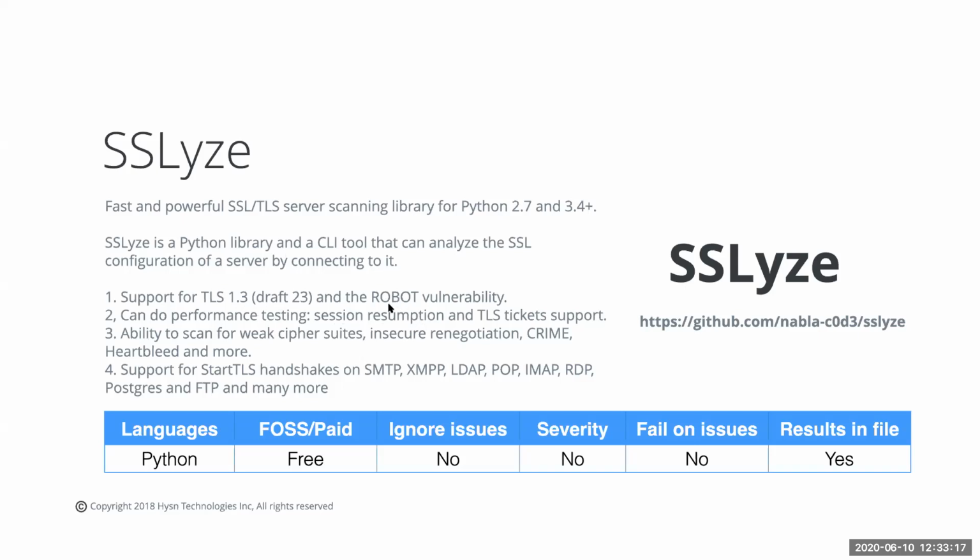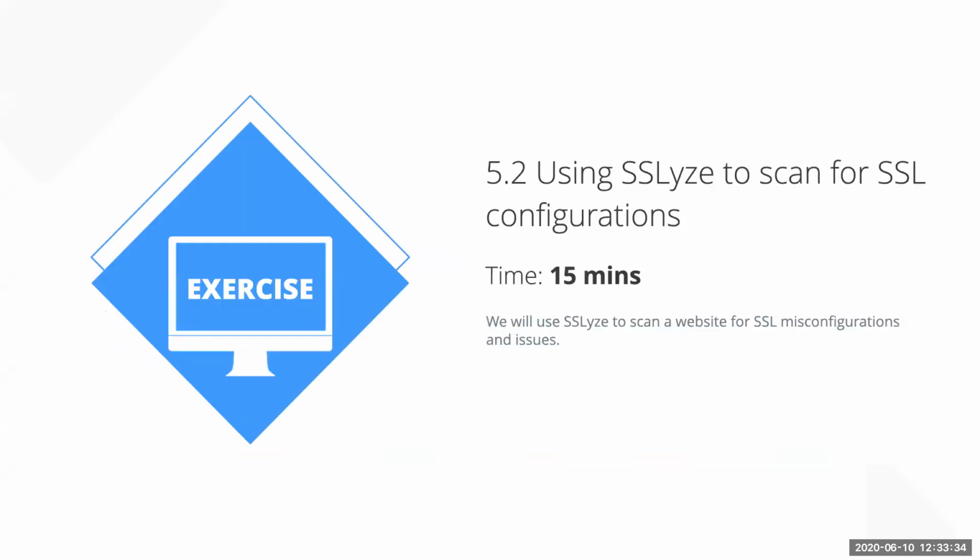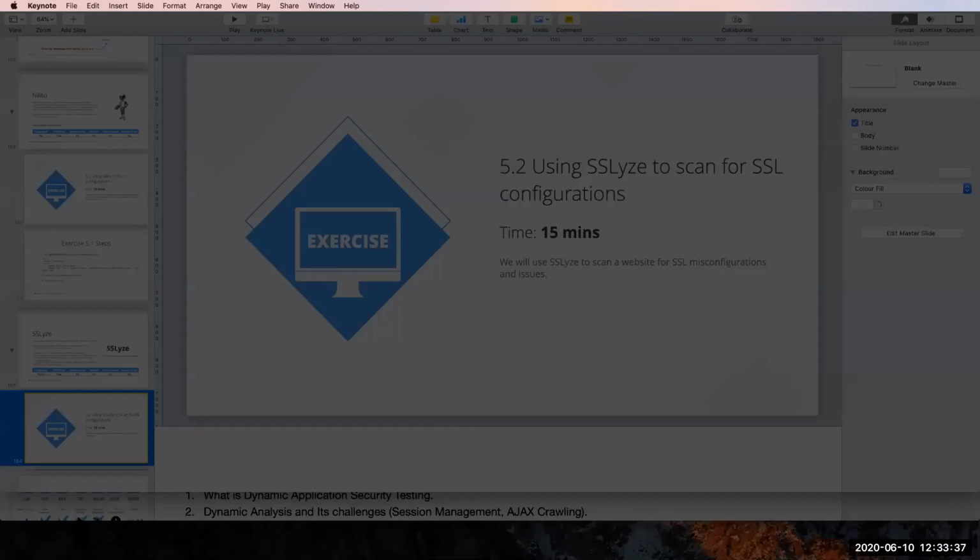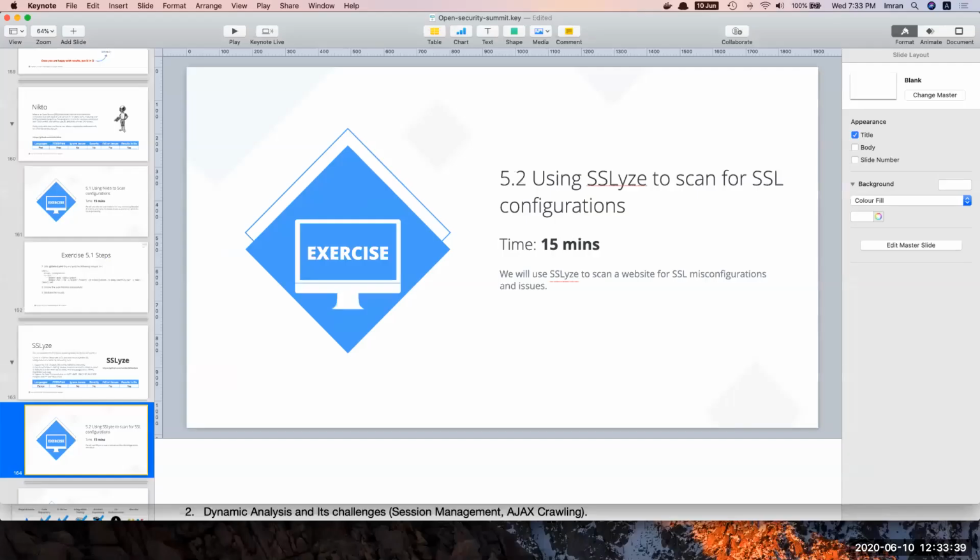And it can find out if your server is vulnerable to the ROBOT vulnerability. It can scan not only HTTPS, but the secure versions of SMTP, LDAP, POP, IMAP, RDP, SFTP, and some more. All right. So let's look at an example of this exercise for us.